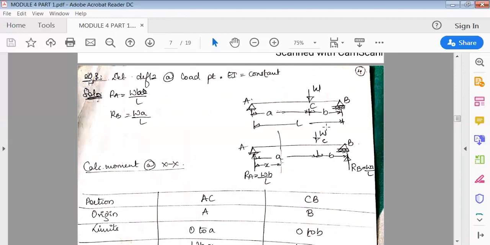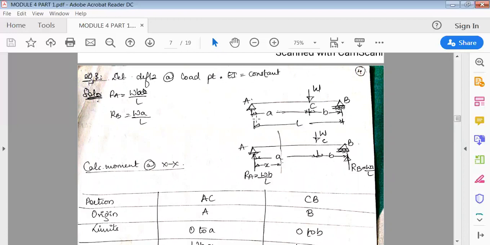Now because there are two spans here, the previous problems were symmetrical, but here there are different spans and different lengths, so we will use a table. If you use a table like this, things become simple. First thing, they've only asked to find deflection at the load point, means you have to find delta C at this point, delta C.